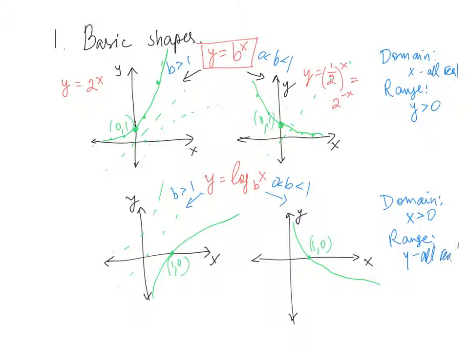Okay, so let's look at the graph. The domain of logarithmic function, only positive, never on the left, never crossing the y-axis for both base greater and smaller than 1. And the range can be anything from negative infinity to positive infinity. Okay.